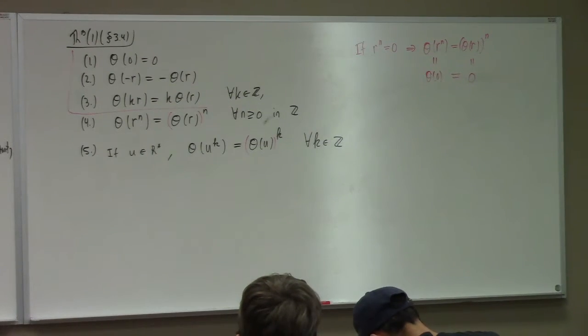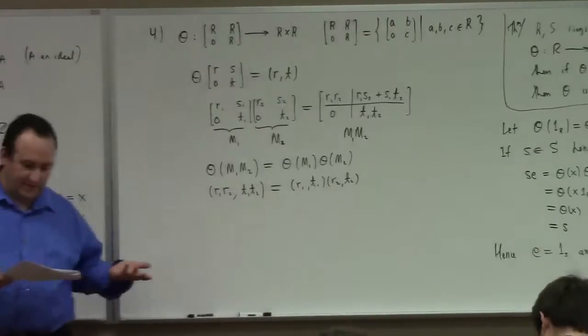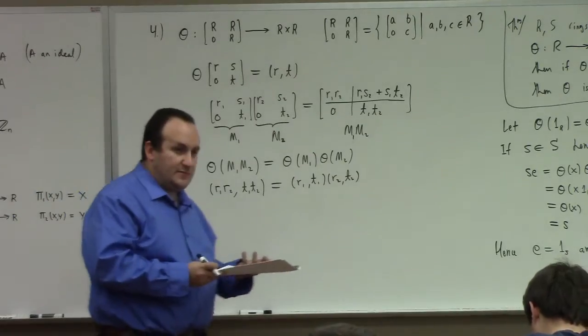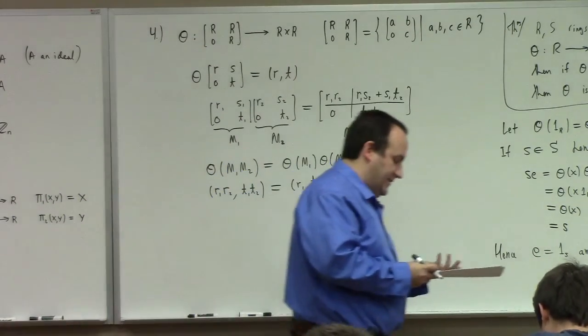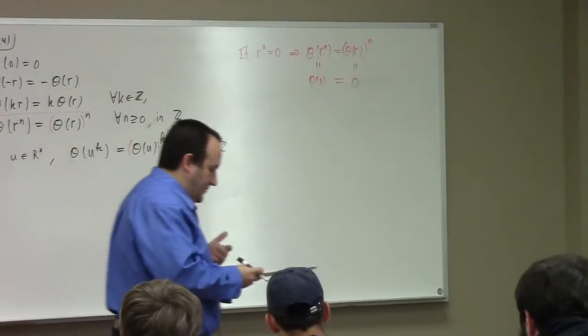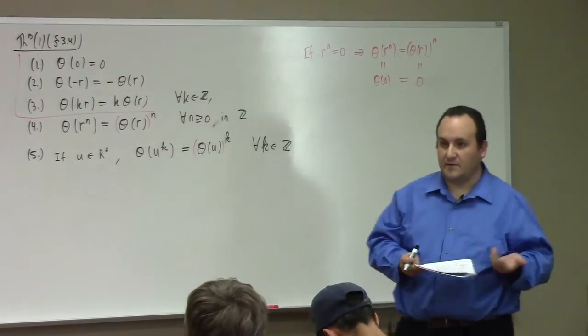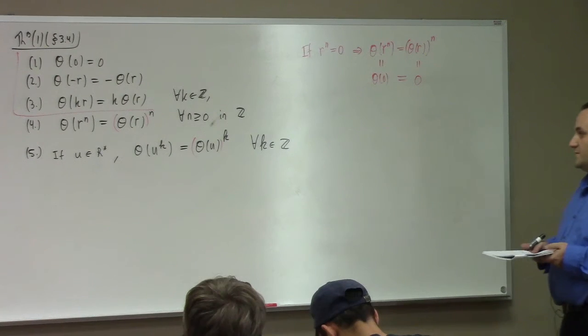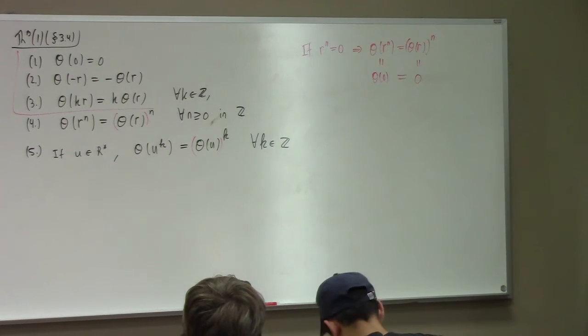But yes, application: if R is a unit, theta of R is a unit. If R is an idempotent, theta of R is an idempotent. If R is nilpotent, then theta of R is nilpotent. So we map units to units, idempotents to idempotents, and nilpotents to nilpotents, even if the inverse map doesn't exist. This is just for ring homomorphisms.